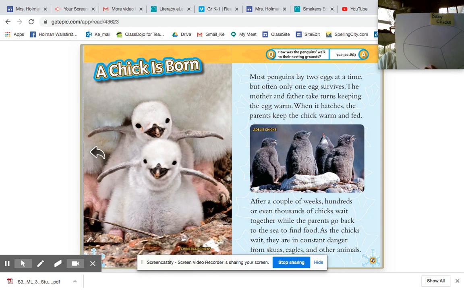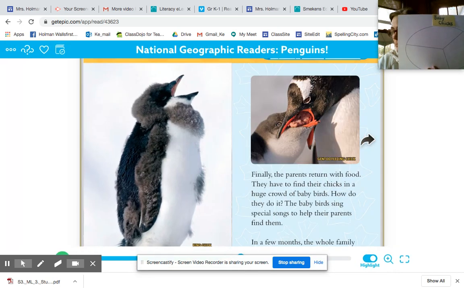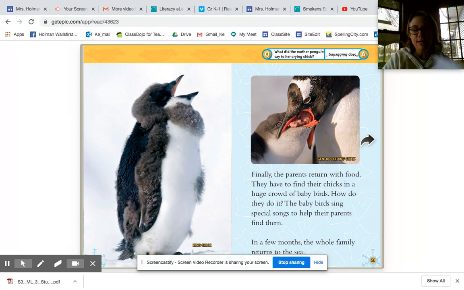That's another important thing. And this was so interesting to Mrs. Holman, so I want to make sure I mention it in my retell. But how do the parents find their baby birds when they come back? Did you say they sing a special song for their parents to find them? Yes, I didn't know that. So if I were retelling that, I would really want to make sure that I included that. All right, nice job.